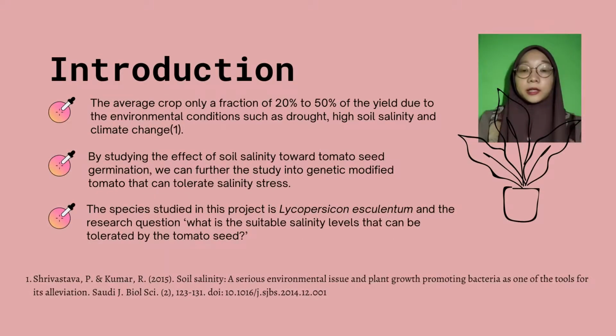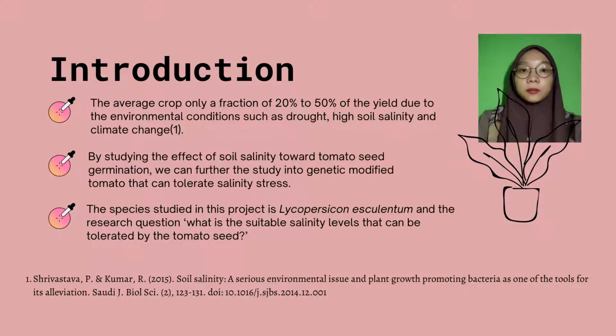Research carried out by Srivastava and Kumar said that only 20 to 50% crop yield is produced due to environmental conditions such as drought, high soil salinity, and climate change. By studying the effect of soil salinity on tomato seed germination, we can further the study by creating genetically modified tomato that can tolerate salinity stress.